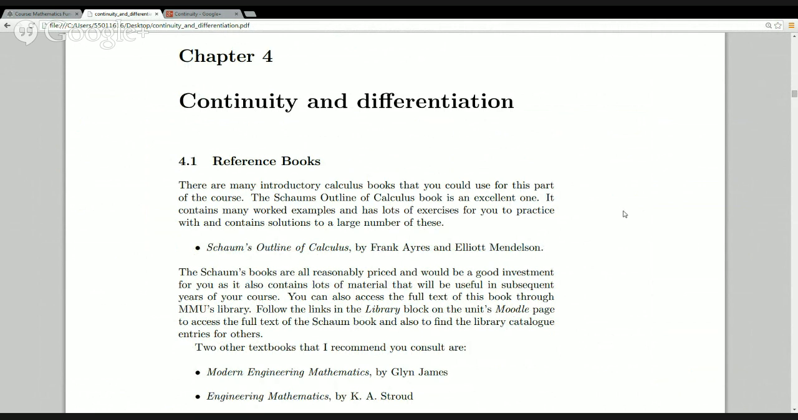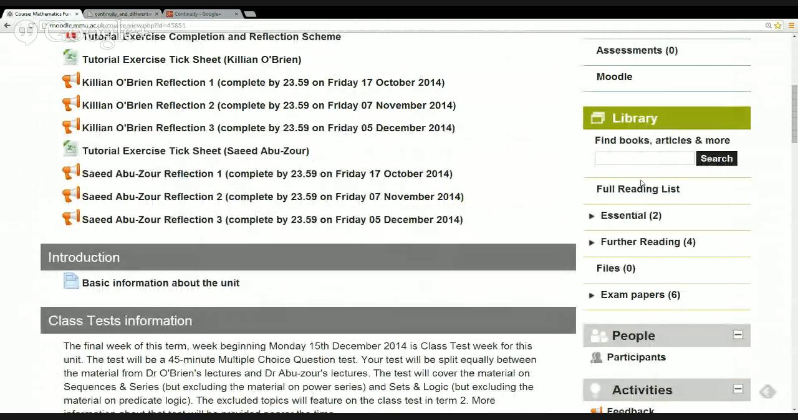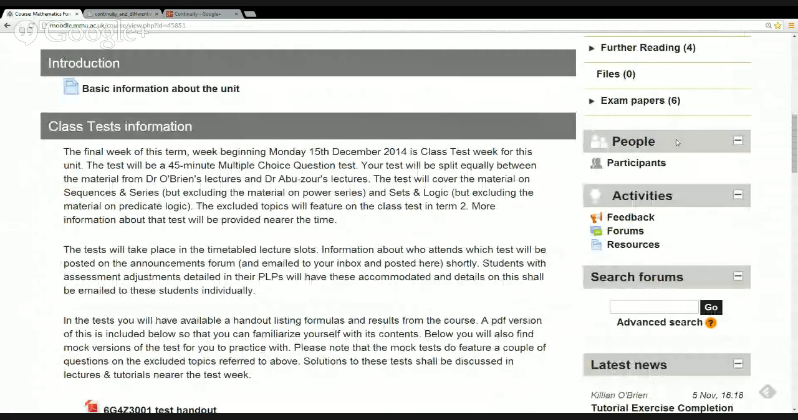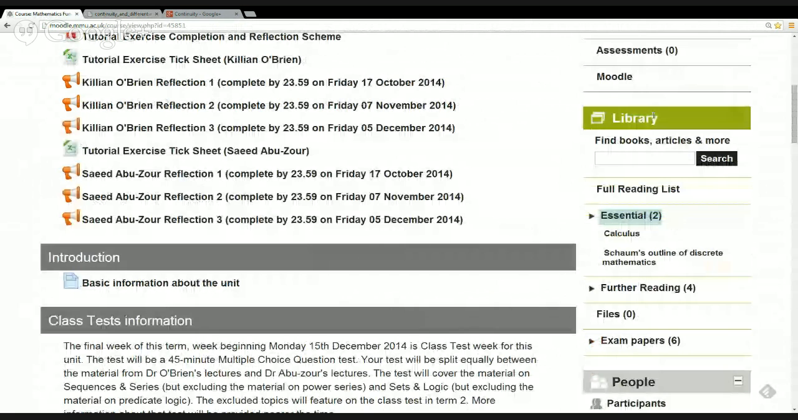Now, first of all, just to point you towards some resources. So still this book, the Schaum's Outline of Calculus, is still a very good resource for you to use. And as you all know, you can access the full text of that by clicking through the Moodle block, clicking through the library block on Moodle there. You can get through to a PDF, to an online copy of that book.